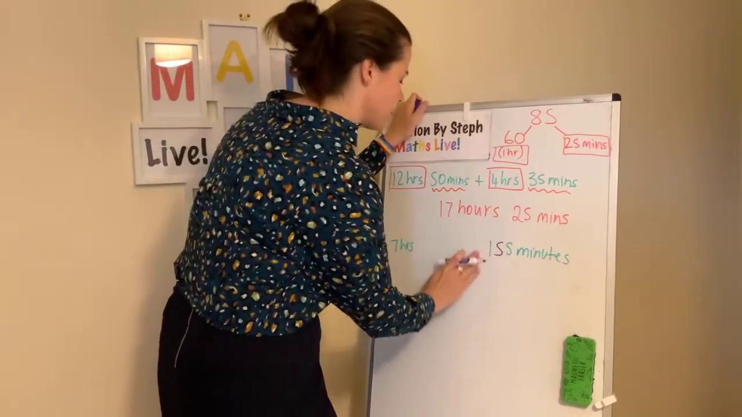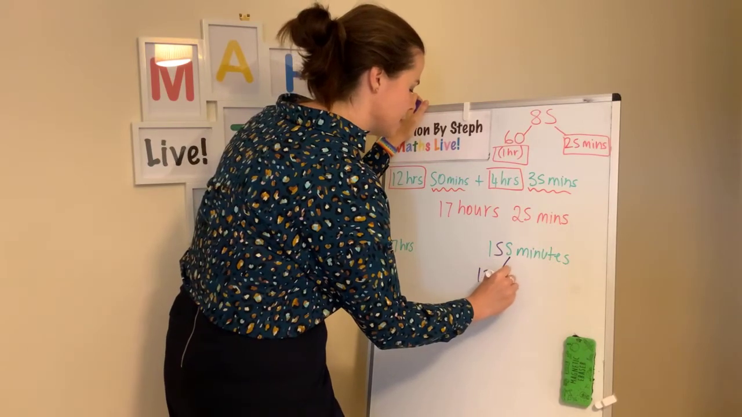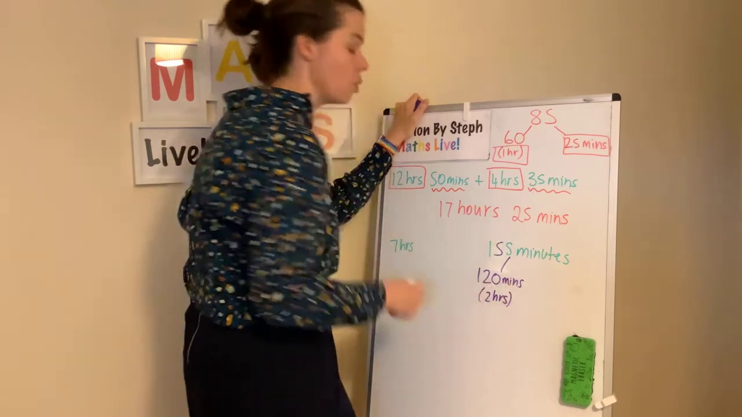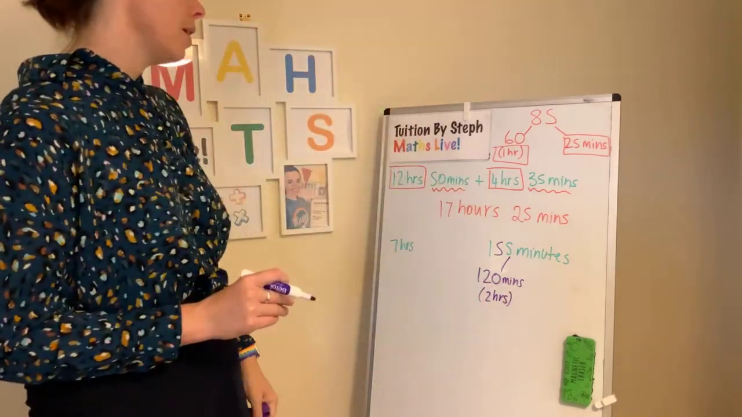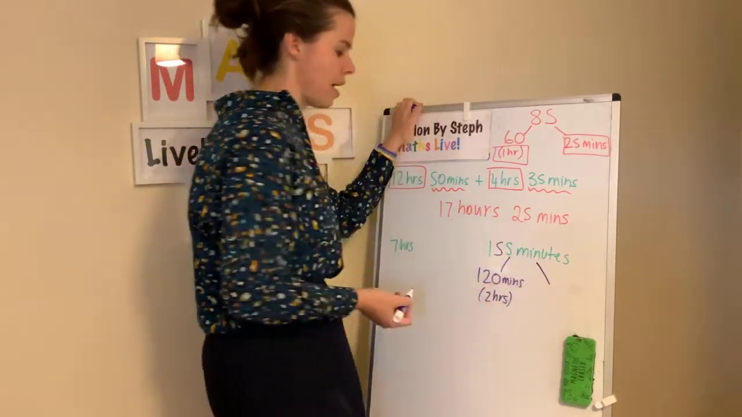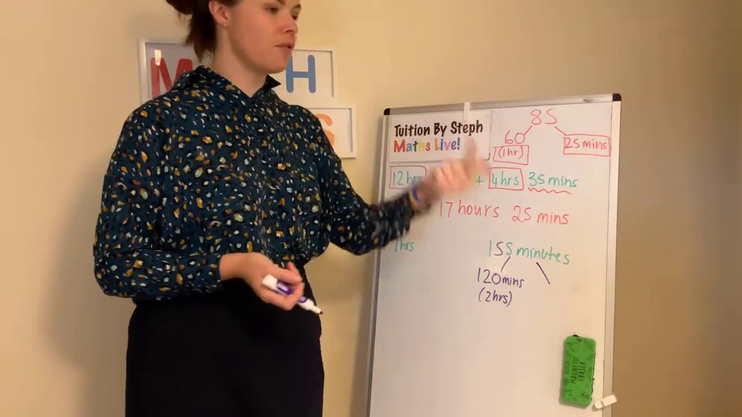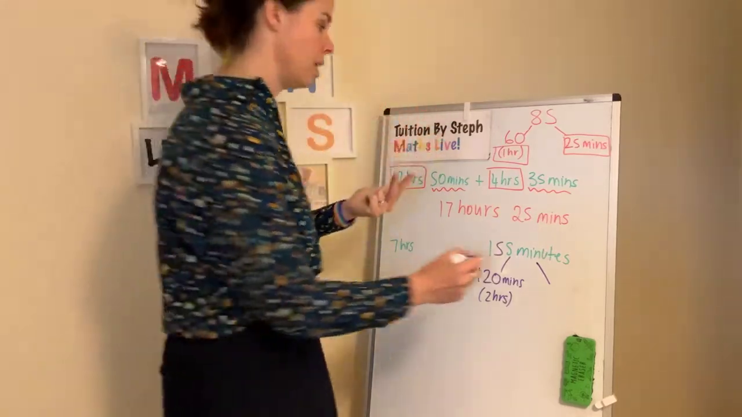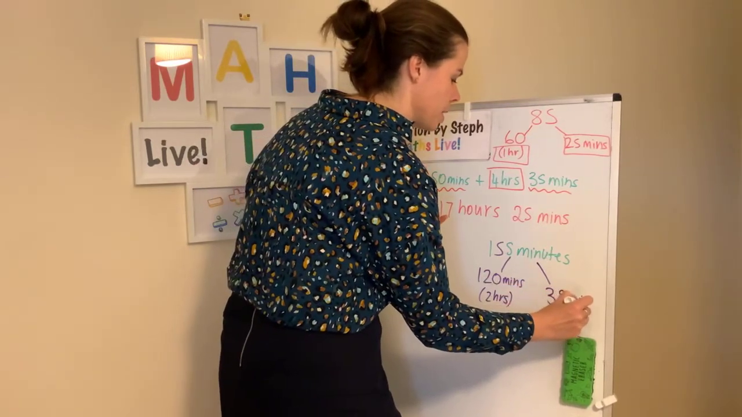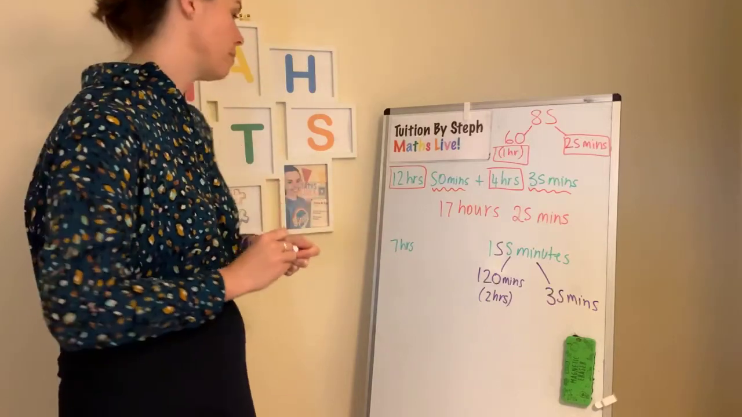Right, so 120 minutes is 2 hours. Or you could have done it in 60. Okay, so 120 minutes is 2 hours. And then what's left from 120 to get to 155? So 20, 30, 40, 50. And then we've got the 5. So 35 minutes. So 155 minutes is actually 2 hours and 35 minutes.